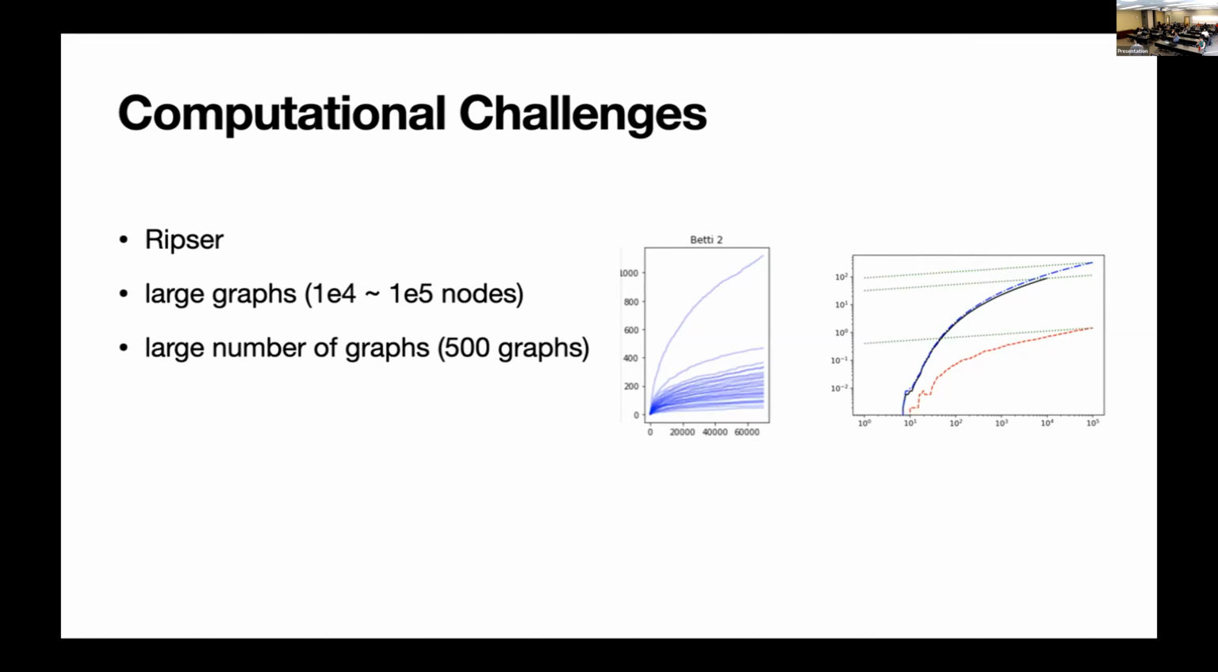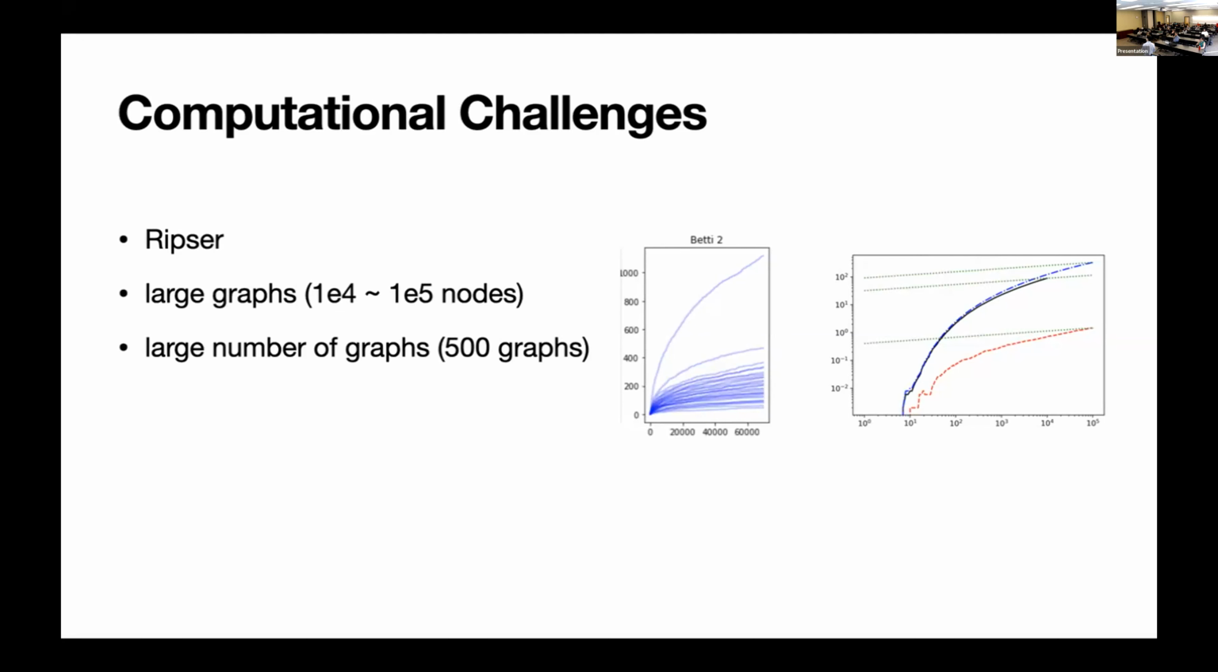Another issue I want to mention is that we have to compute the average. We need to look at a large number of graphs. So we use 500 graphs here, and it is important because we've seen that there are these outliers. So estimating the mean is not easy when you have outliers. So we have a large computation, and we have to repeat that many times.